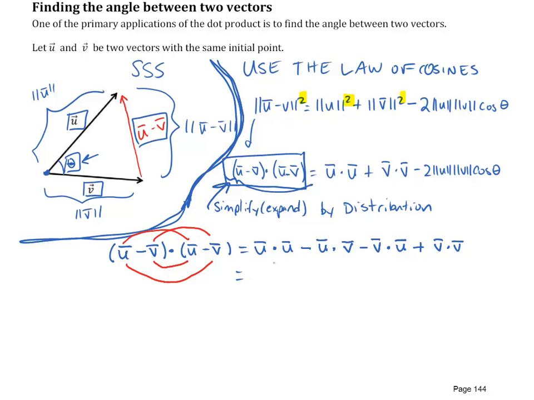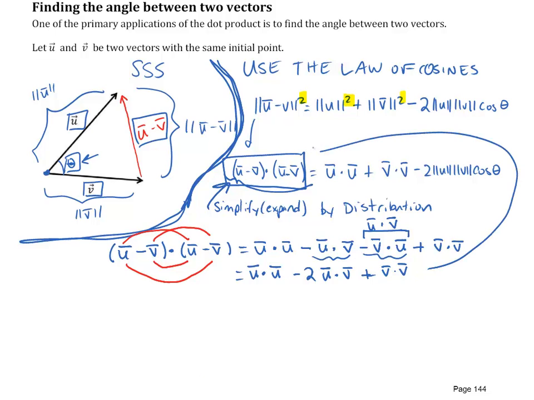And because these are the same thing by the commutative property, what I actually have is u dot u minus 2u dot v, just combining those like terms. Since this right here is the same thing as u dot v, I'll actually have 2 of those. So I have minus 2u dot v plus v dot v. So this is all right here on the left-hand side of that equation.